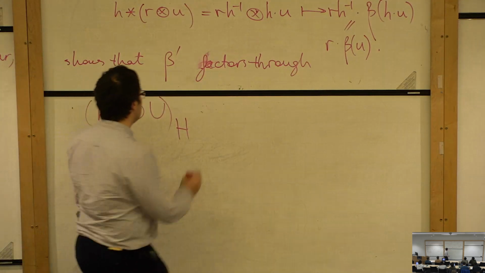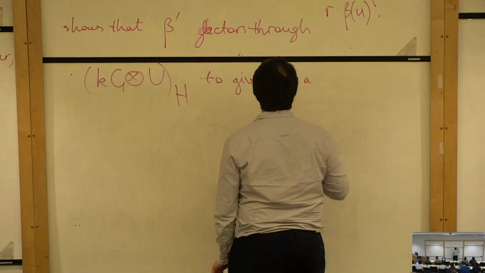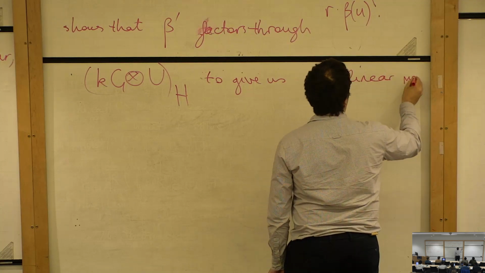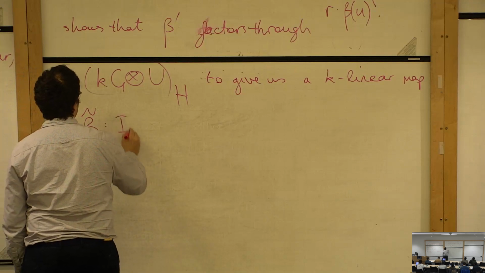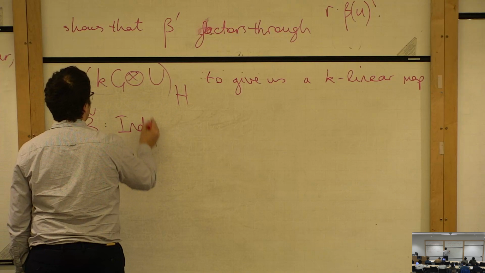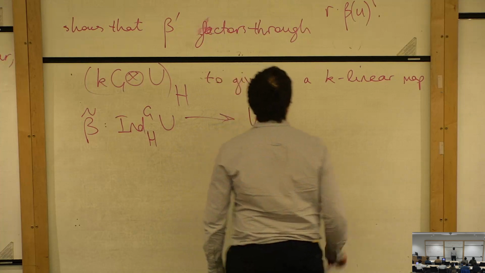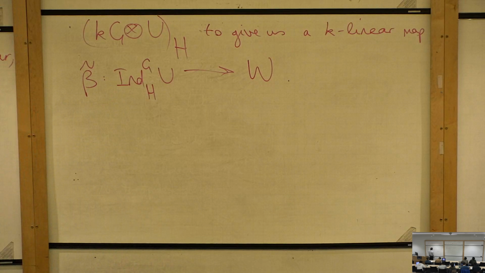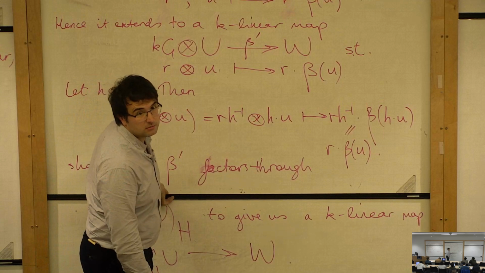And to give us a well-defined map, which is so far just a K-linear map, right? I didn't say what beta dash is. K-linear map, beta tilde, going from the induced thing, right? That's this thing by definition, into W. So I've constructed the function, and I know it's linear with respect to the ground field, but I'm claiming more. I'm claiming that it's actually G-linear, and that's because here, you know, it just is.